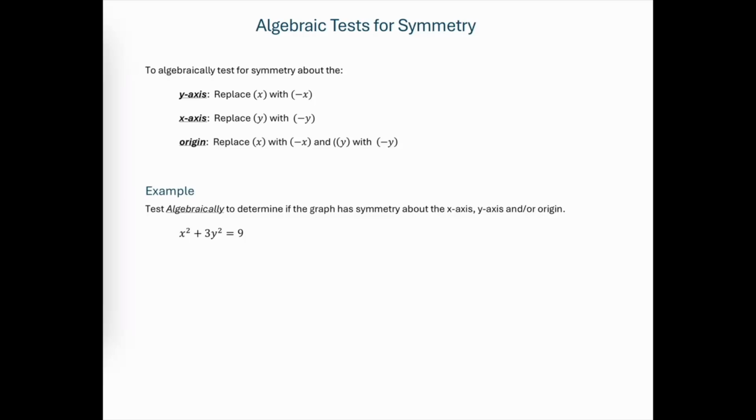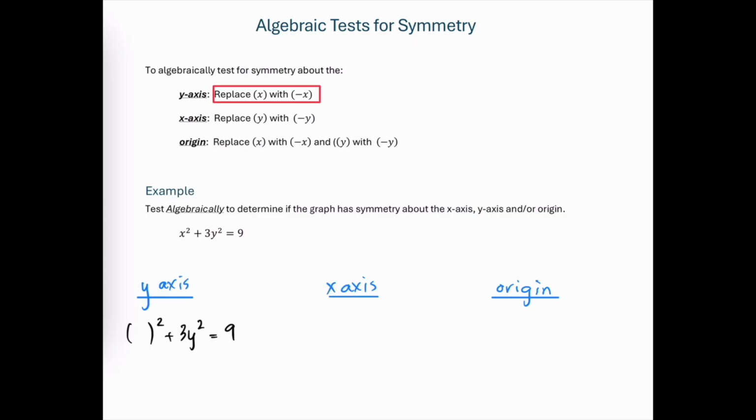Test algebraically to determine whether or not the graph has symmetry about the x-axis, the y-axis, or the origin. To determine whether or not the graph has symmetry about the y-axis, we're going to replace each x value in the equation with negative x. So we begin by opening up holes for those x variables, but we're not going to do anything to change the y variables in this step.